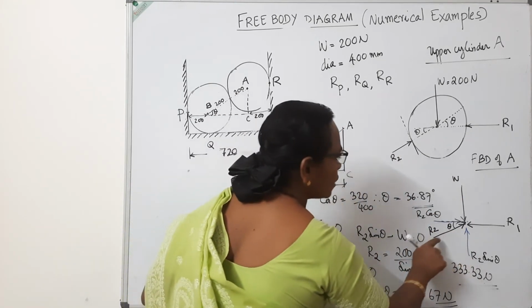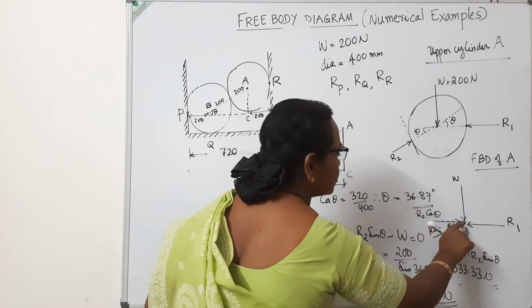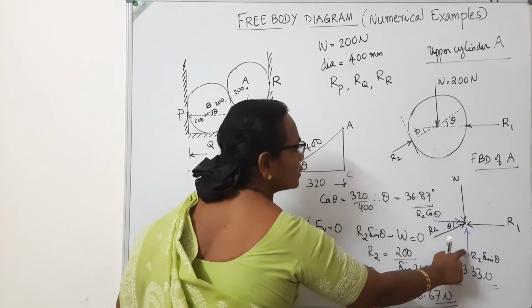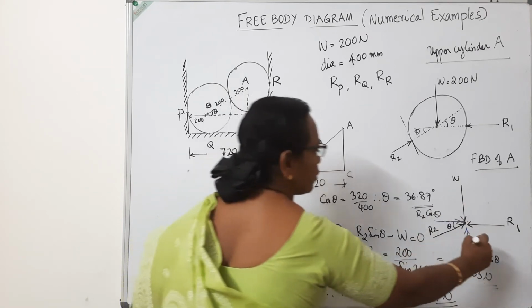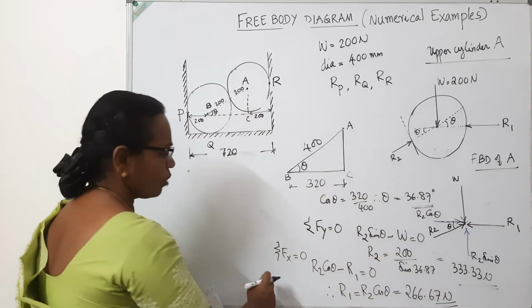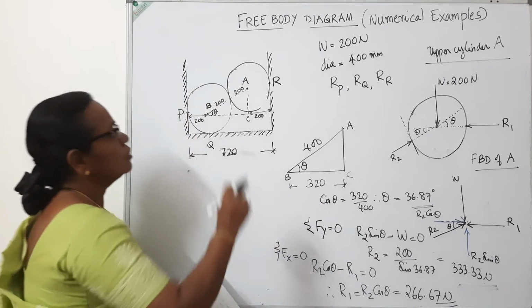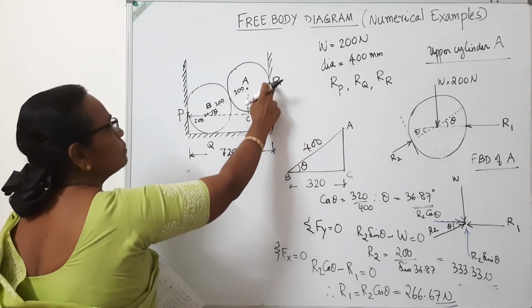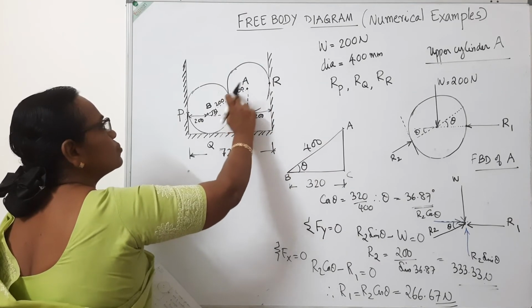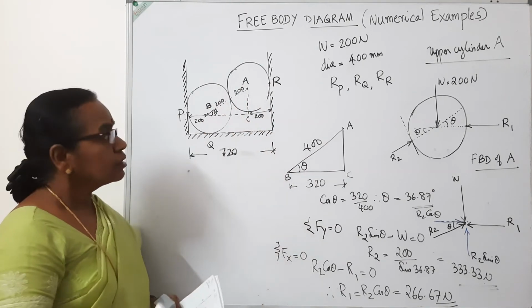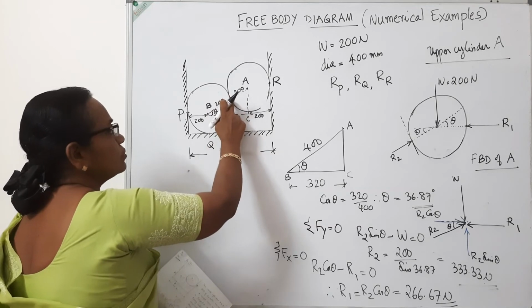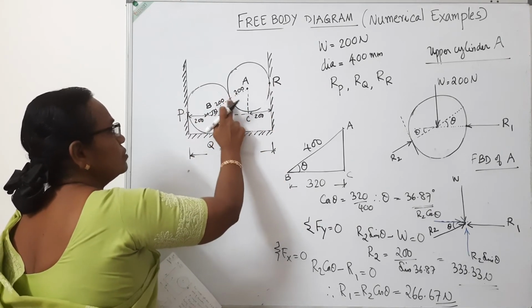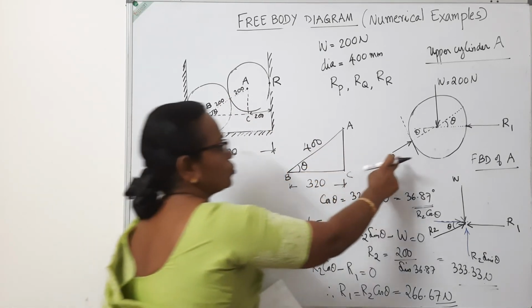Then we have resolved R2 towards the center into two components, and sigma Fy is equal to 0. R2 sin theta minus W equals 0 will give you the value of R2. Then resolving horizontally, we got the value of R1. So from the upper cylinder, we have got the reaction at this particular point and the reaction between these two contact surfaces. Now, in the question, this is not asked to find out. We are asked to find out this 3. So in between, we have got the value of R2.